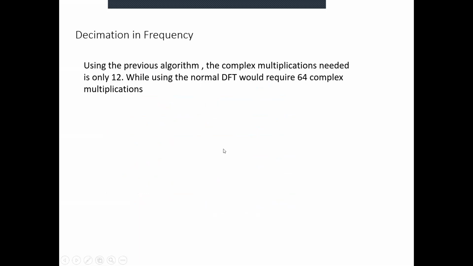Using the previous algorithm, by now we have an important thing you have to keep in your mind. By using the previous algorithm, the complex multiplications needed is only 12, while using the normal DFT would require 64 complex multiplications. Now, can anyone tell me what's the difference between the ordinary multiplication and complex multiplication?